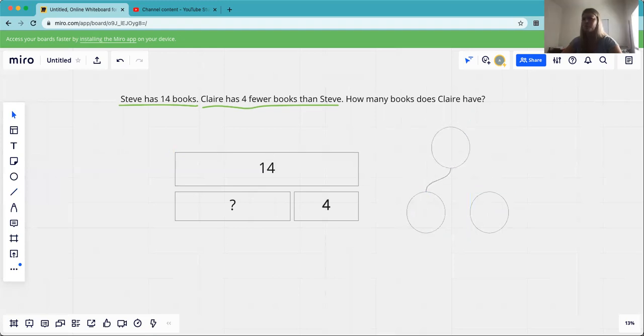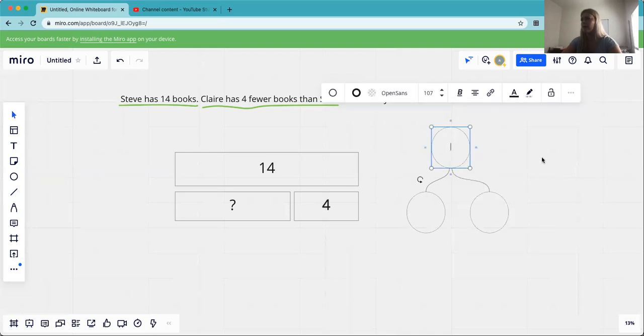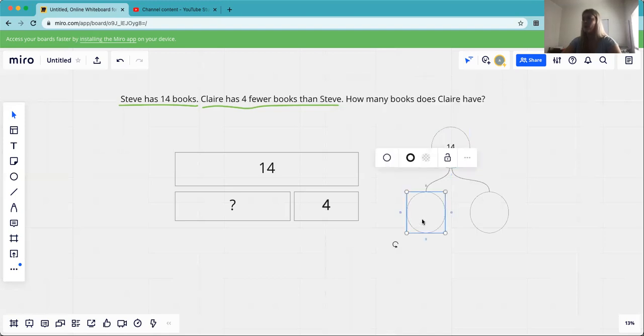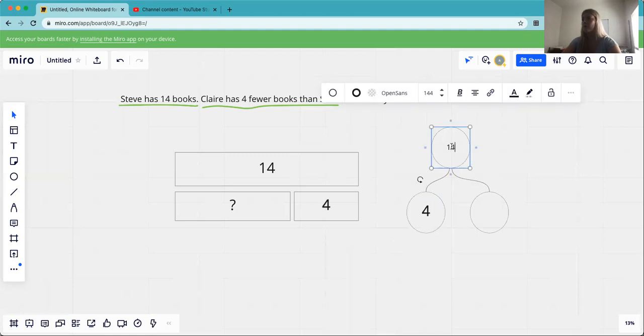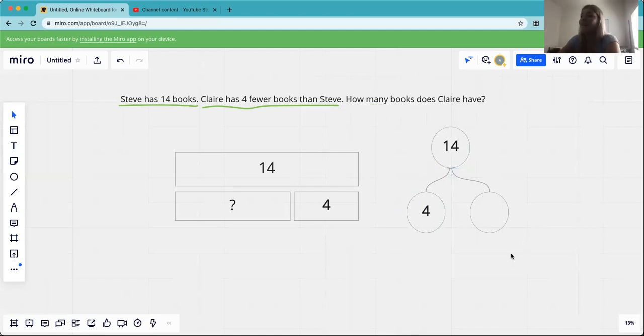my lines are being a little funky, sorry. I'm going to look at my part model, and I can see that 14 is my whole. One of my parts that I already know about is 4. So I have 14 and I have 4. Now I need to figure out how many I am missing there.